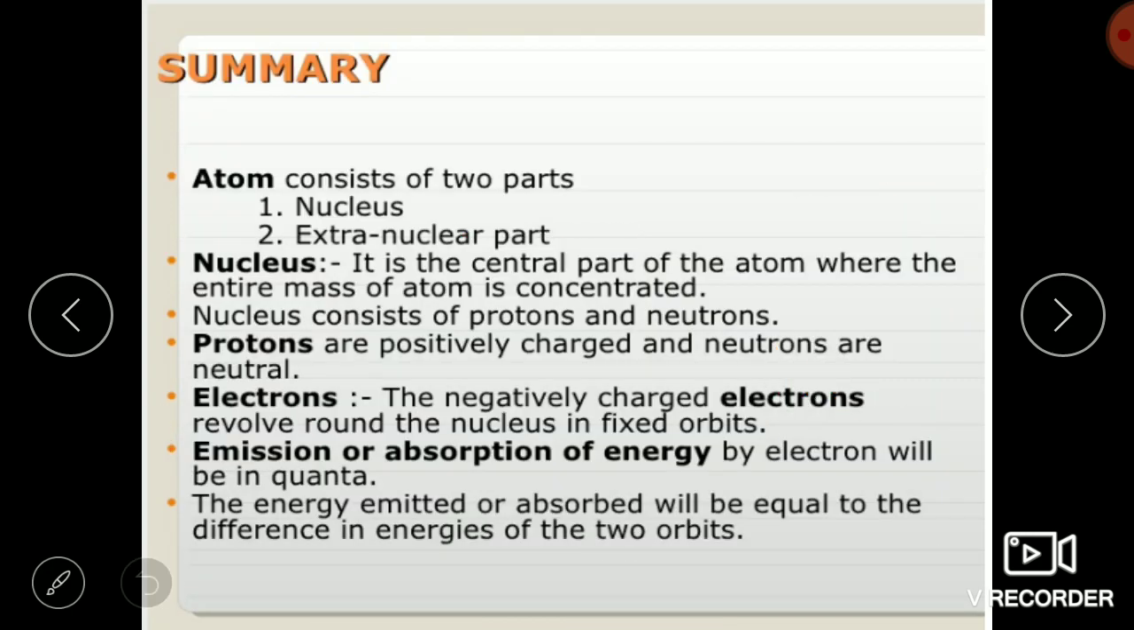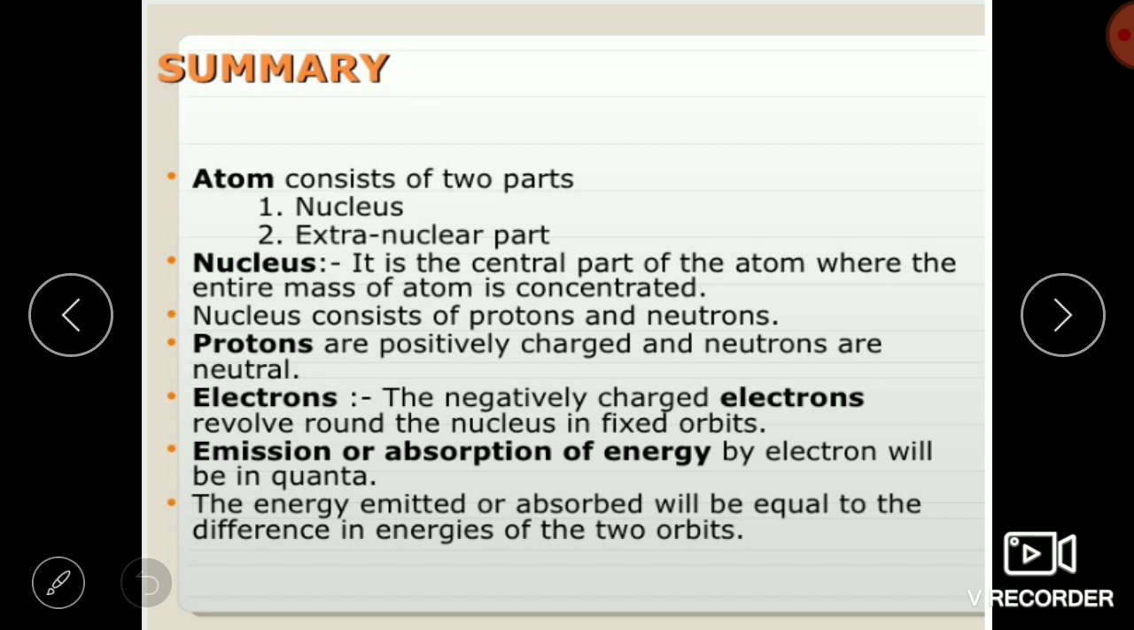Okay. Now let's have a quick recap of what we have learned so far. Now we know that an atom has two parts. One is the nucleus part and another one is the extranuclear part. Okay, in the nucleus part you have the proton and neutron, and in the extranuclear part you have the electrons which revolve around the nucleus in some stationary orbit, in some circular path. Then the nucleus is the central part of the atom where the entire mass of an atom is concentrated. Nucleus consists of proton and neutron.